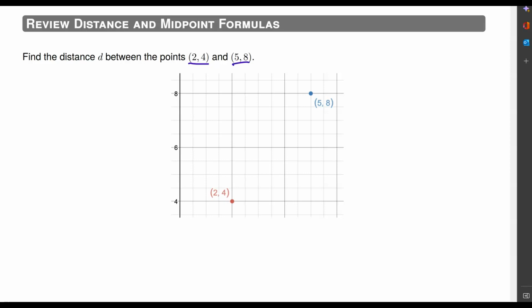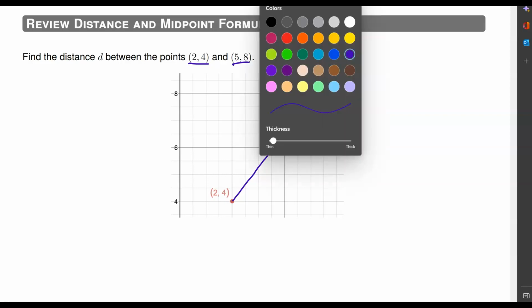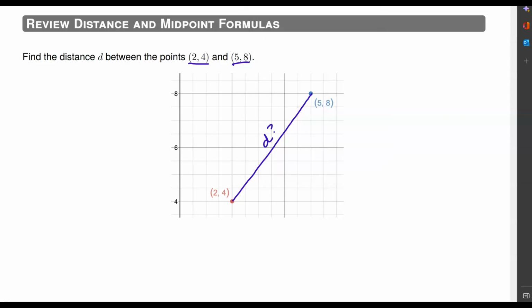Here's our point (2, 4). Here's our point (5, 8). And our goal is really to figure out, well, what is this distance here? Now, if I took a ruler, I could definitely measure it, but by looking at this, I can't just count how much it is. So what we need to do is take this value and this value, find both of these, and then use the distance formula.